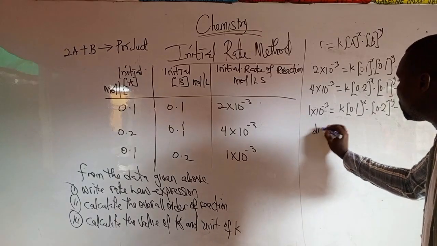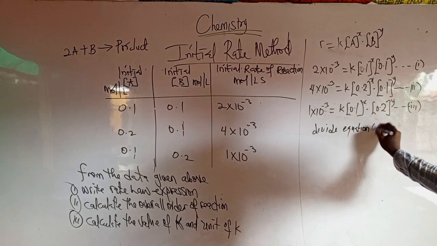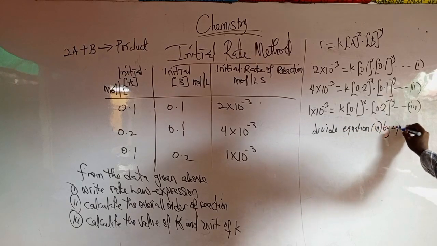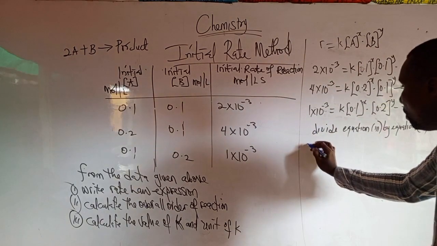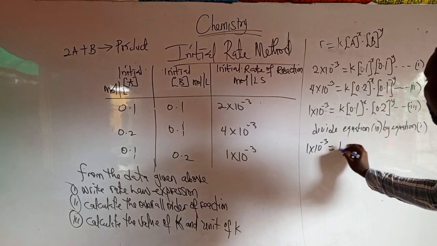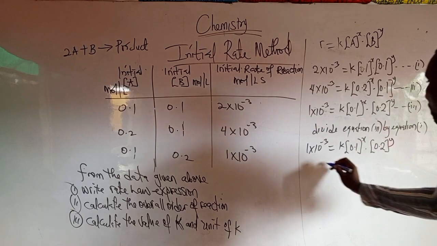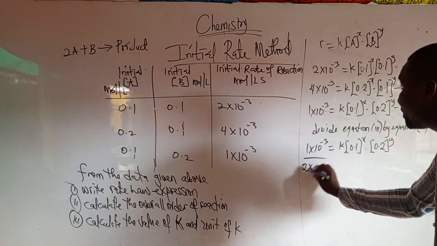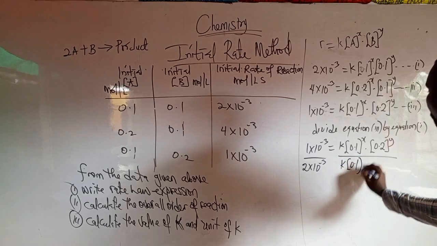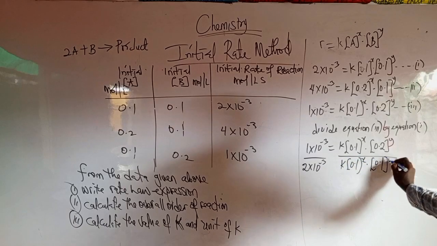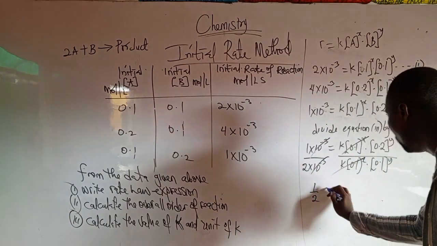I will just divide equation 3 by equation 1, so that I can eliminate X and get Y. What is equation 3? 1 times 10 raised to power minus 3 equal to K into 0.1 raised to power X, 0.2 raised to power Y. Then over equation 1, 2 times 10 raised to power minus 3 over K into 0.1 raised to power X, 0.1 raised to power Y. This cancels this, this cancels this. I have 1 over 2 equal to this one.